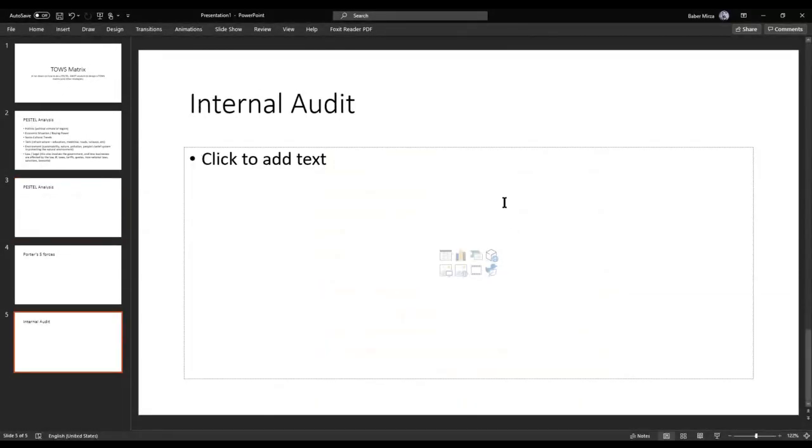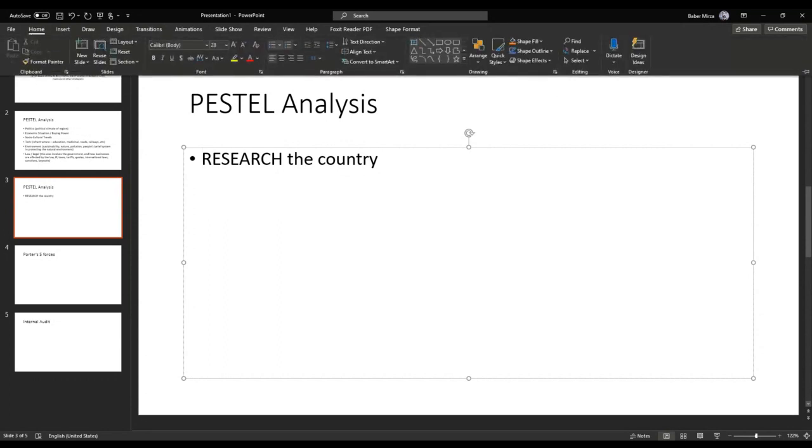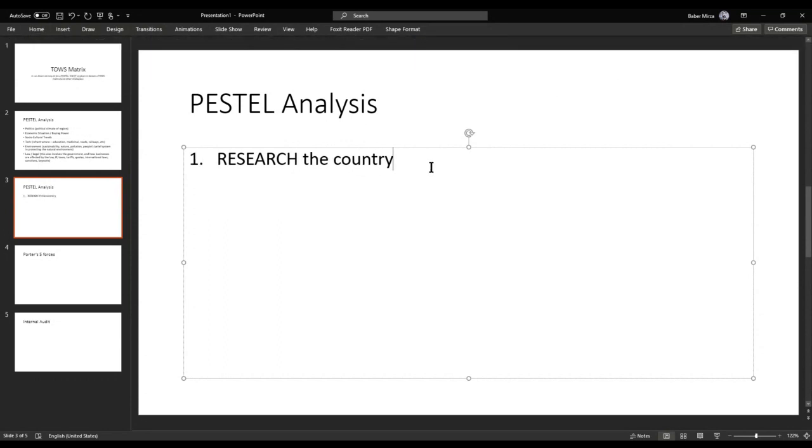No, Victoria. The first thing we do is research the country. That's the first thing we do. Okay, let me change this to this part. Okay, research the country. This is the first thing you're supposed to do.